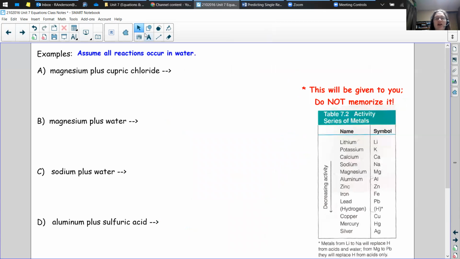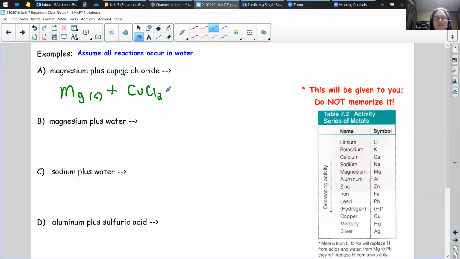So we have a first one here. I actually already started this one for you. Magnesium plus copper(II) chloride, or cupric chloride. Remember, the -ic refers to copper(II) because the -ic is the higher of the two charges that copper comes in. Copper is +1, +2. So writing out our formulas here, assuming that water is present, I'll just put an H2O over the arrow here. And we already looked at this one and said, yes, magnesium is certainly higher on the activity series than copper. So this is a reaction that can occur.